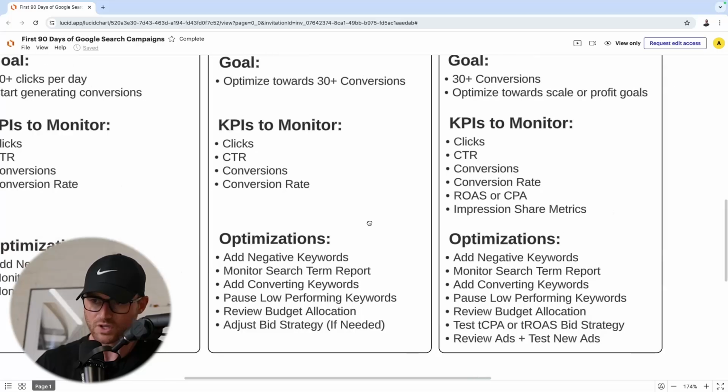This will vary. There's a huge difference between month 1 and month 2 for someone spending $1,000 per day versus someone spending $100 per day. So it also just depends on the volume. But if I have the conversion volume there in month 2 and my KPIs are looking really good, then I'm looking at adjusting my bid strategy to a smart bid strategy.